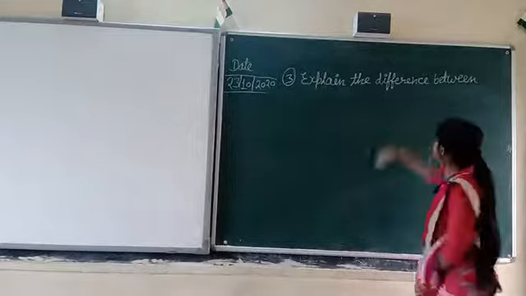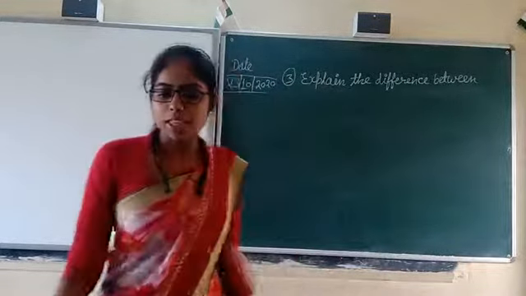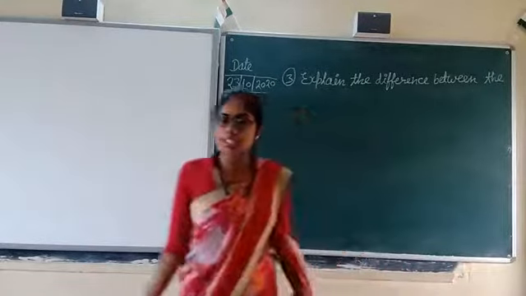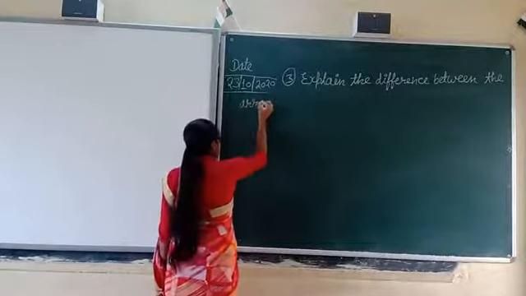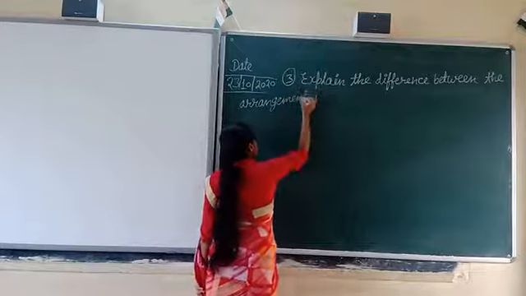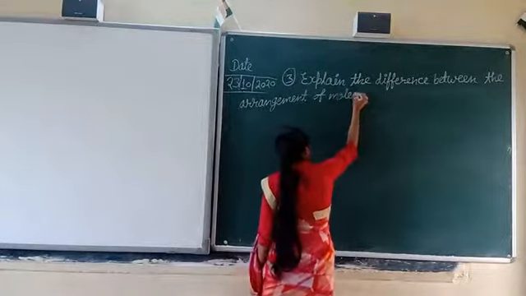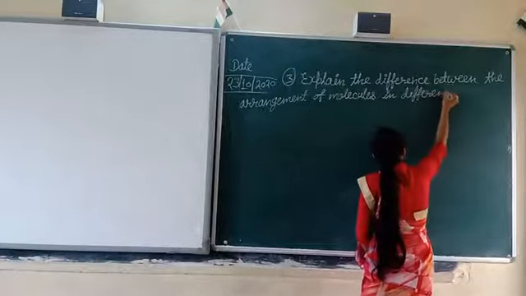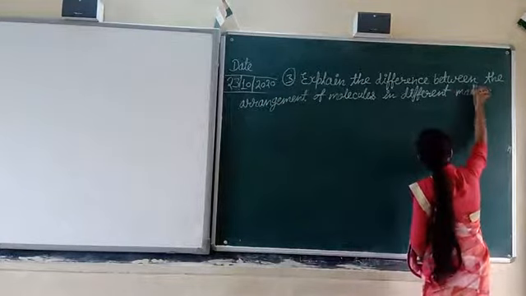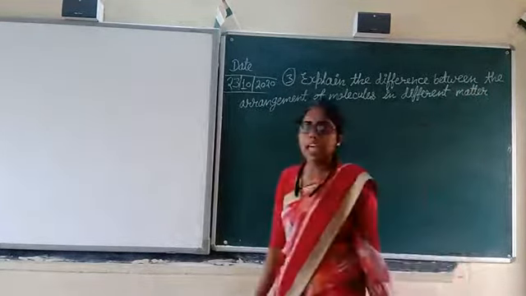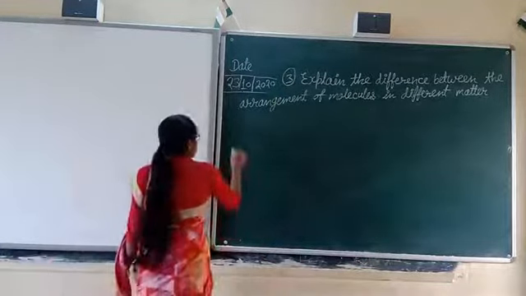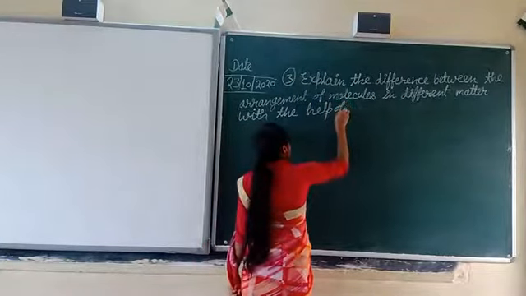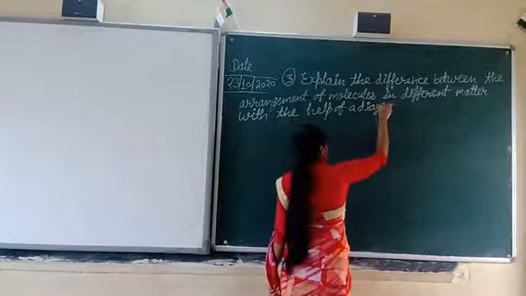Explain the difference between the arrangement of molecules in different matter with the help of a diagram. How do we have to explain the difference? With the help of the diagram.